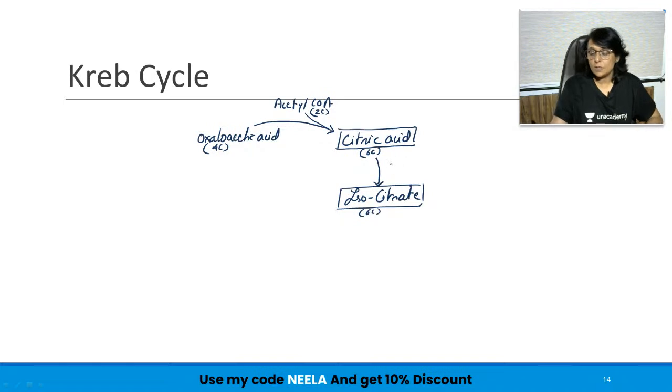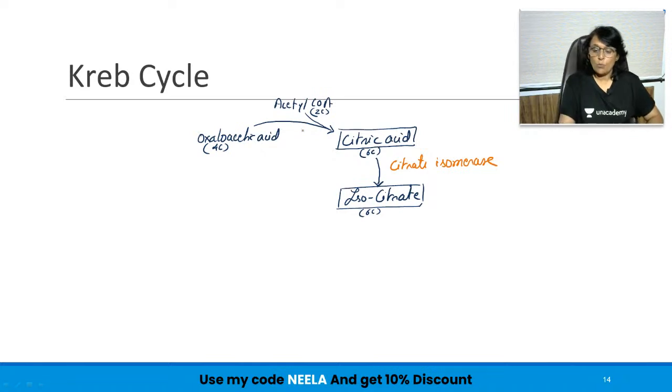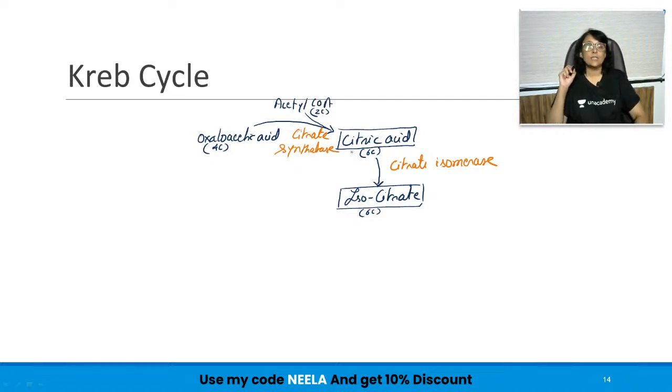So here it is called citrate isomerase, because isomerization is taking place, that is why. Now what should be the name of the enzyme here? It is called citrate synthetase. So citric acid is being synthesized, and that is why the name of the enzyme is a synthetase, citrate synthetase.